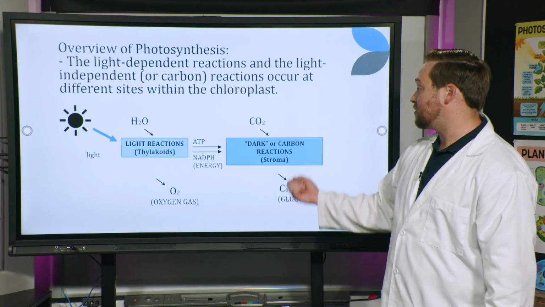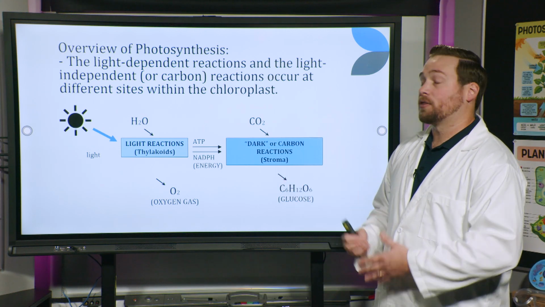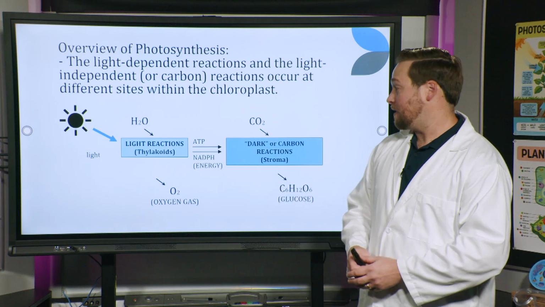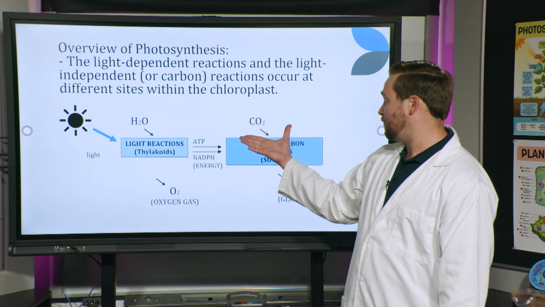The next set of reactions are called the dark reactions, or the carbon reactions, or the light-independent reactions, a lot of different names here. What's going on here is that we're absorbing carbon dioxide from the atmosphere.